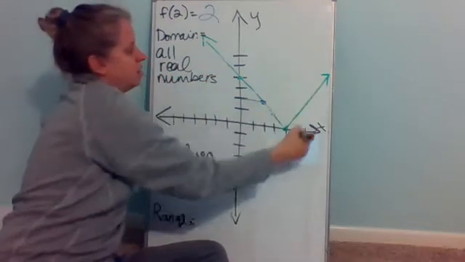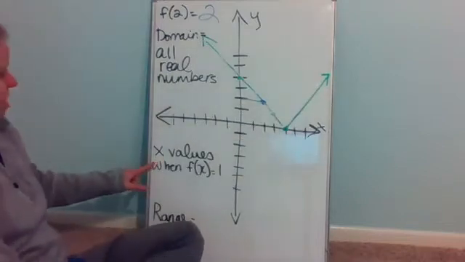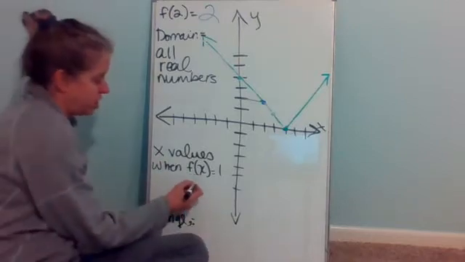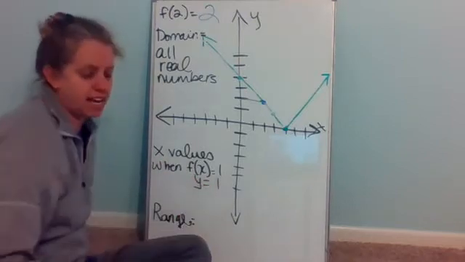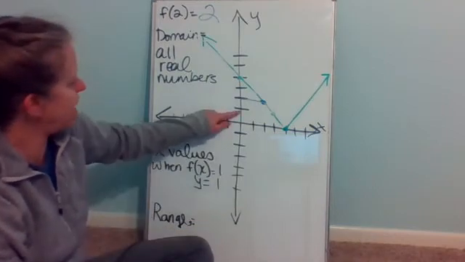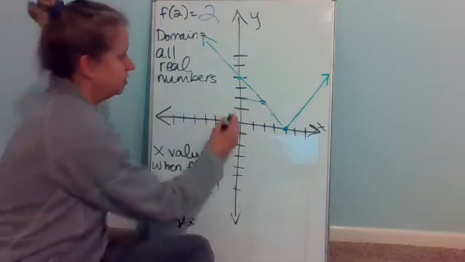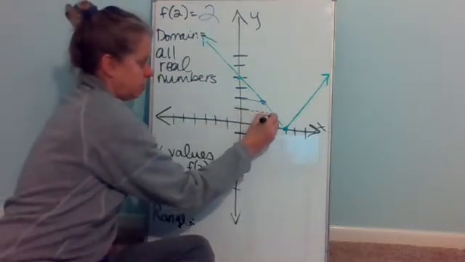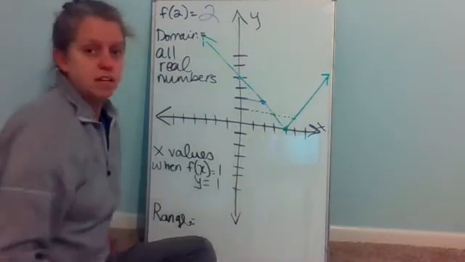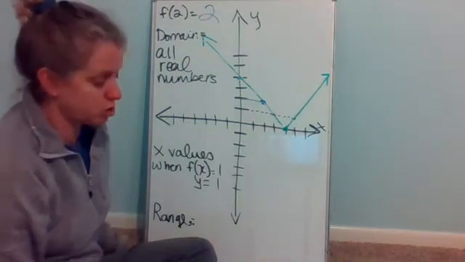Since it's a V, it goes left and right forever. That's what those arrows mean. Okay, the next part says, what are the X values when F of X, or in other words, when Y equals 1? So when you come over here to the graph and you find where the Y value is 1, which is here, trace it over to the green V and see what goes with that.